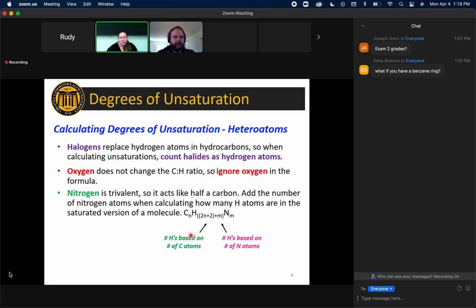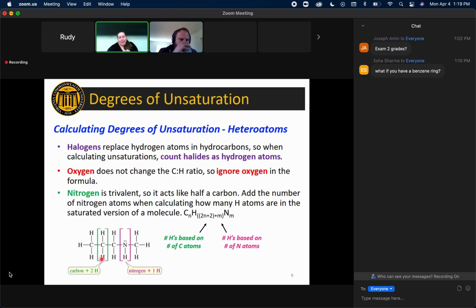This 2n+2 is the number of hydrogens based on the number of carbon atoms. But like I said, if we are going to insert a nitrogen in the middle of a carbon chain, that nitrogen would have the 2 bonds to the carbon chain, but it would also be bringing in 1 hydrogen in a saturated case. So we have to add in M, which is the number of nitrogens in the molecule, because each saturated nitrogen will bring in 1 hydrogen. So let's look at another way of looking at that.